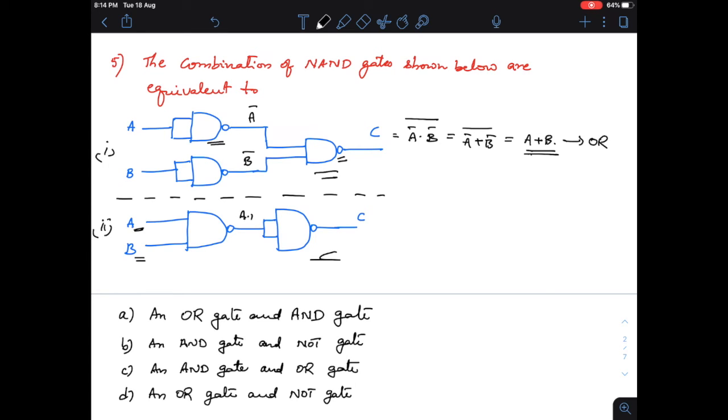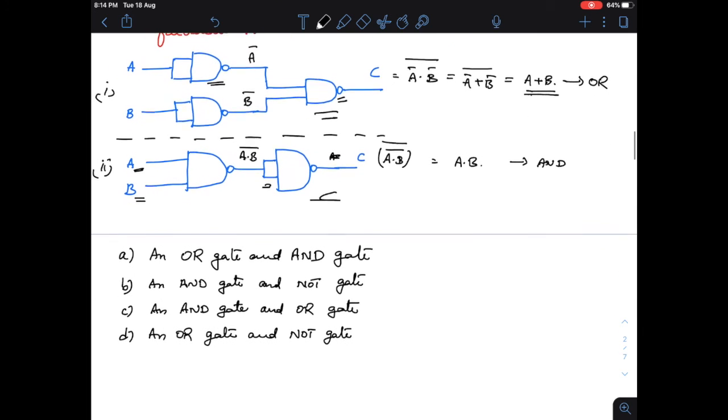Therefore, AND is A dot B, because it is NAND, A dot B bar, and both inputs are connected here, so it is as good as a NOT gate. So this will be A dot B bar bar, because it is a NOT gate. So that will be equal to A dot B. Now A dot B corresponds to an AND gate.